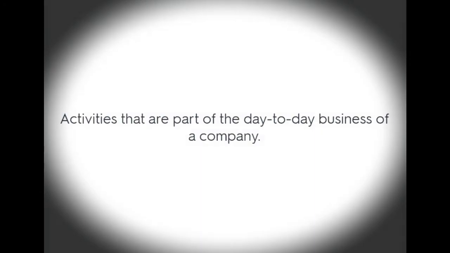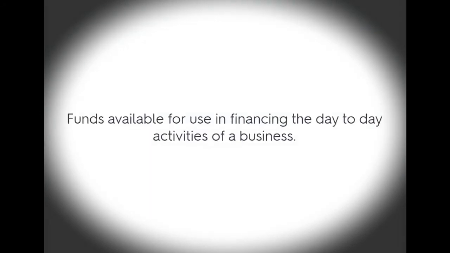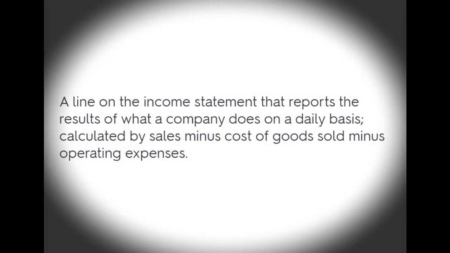Operating activities. Activities that are part of the day-to-day business of a company. Operating capital. Funds available for use in financing the day-to-day activities of a business. Operating income. A line on the income statement that reports the results of what a company does on a daily basis, calculated by sales minus cost of goods sold minus operating expenses.